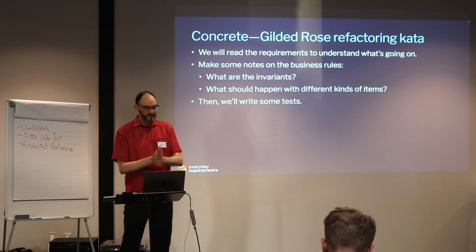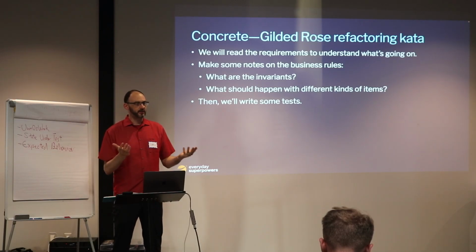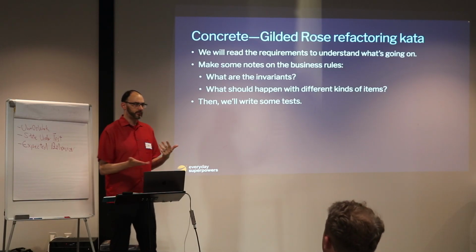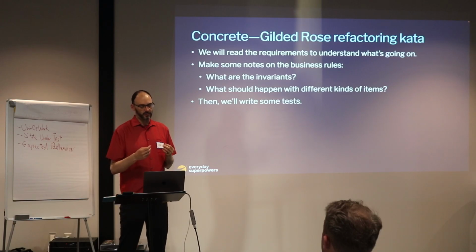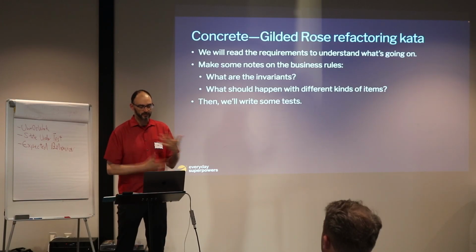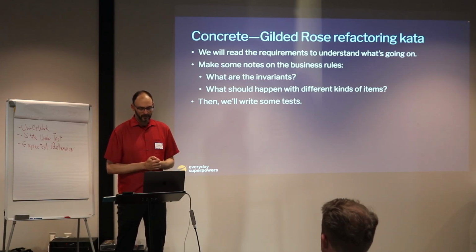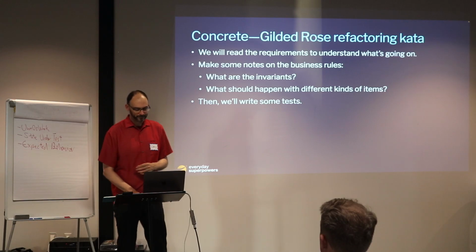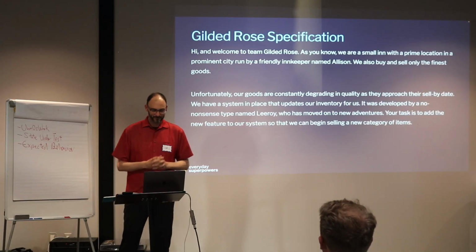The reason is that the requirements are kind of easy, but it's told in a story format. So as I read through the description and put it up on the screen, make notes about business rules, what kind of invariants there are, what kind of constraints there need to be, and what should happen with different types of items. And then we'll write some tests. So this is the specification for the Gilded Rose.